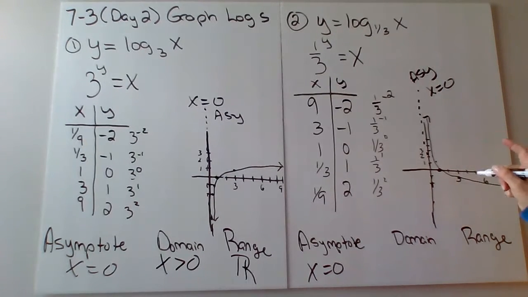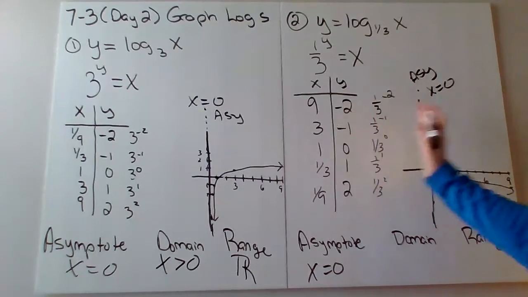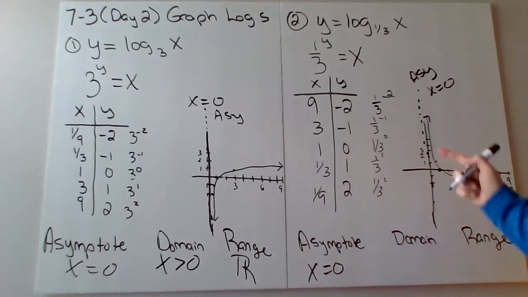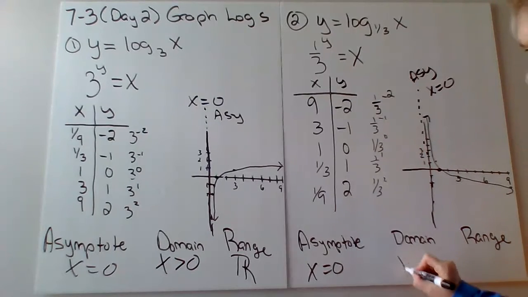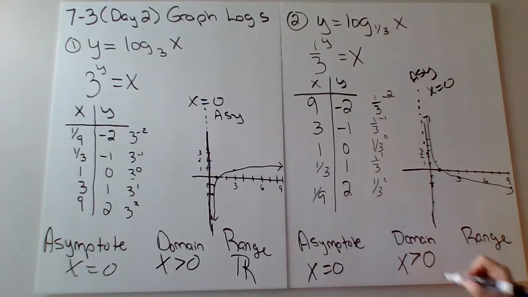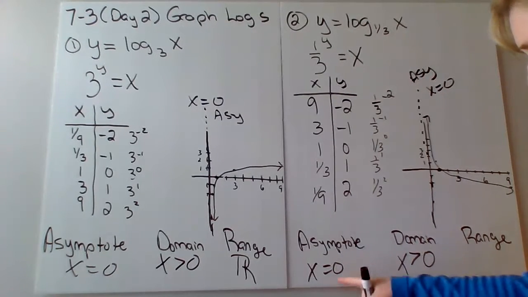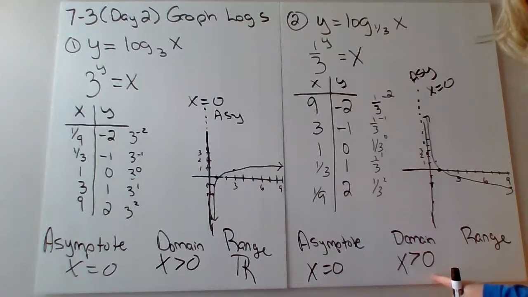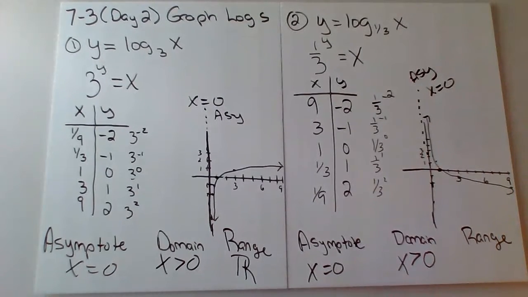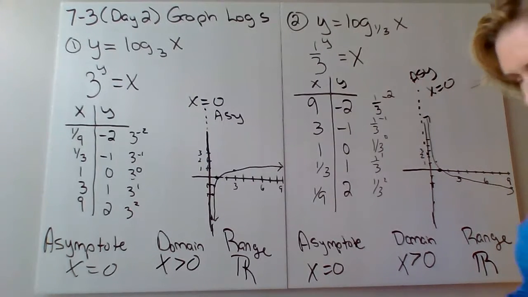The domain is still going to be the same, so you still can't take a log of a negative number, so we don't have any negative values. So x is going to be greater than 0. As we do shifts and transformations in future sections, this asymptote and the domain numbers are related. They should be the same. And then the range. You could still go to positive infinity, and that's going down ever so slightly. So your range is going to be all real numbers.